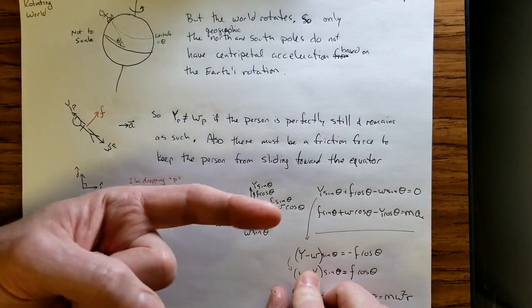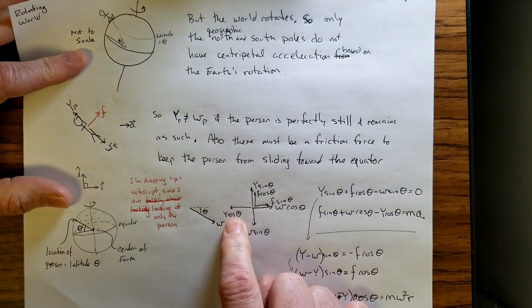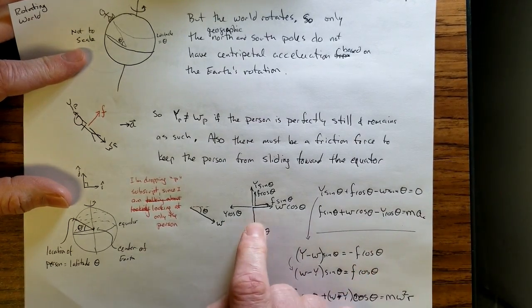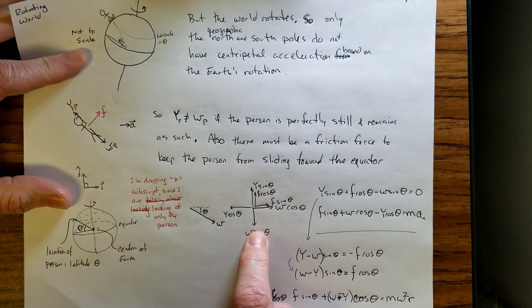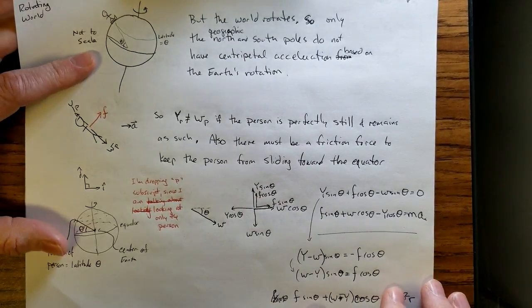Now I know that acceleration is in that direction, so F sine theta plus W cosine theta minus Y cosine theta is equal to mass times the centripetal acceleration, and the forces in the other direction must add up to 0 since acceleration is not that way. This is perpendicular to the direction of acceleration.